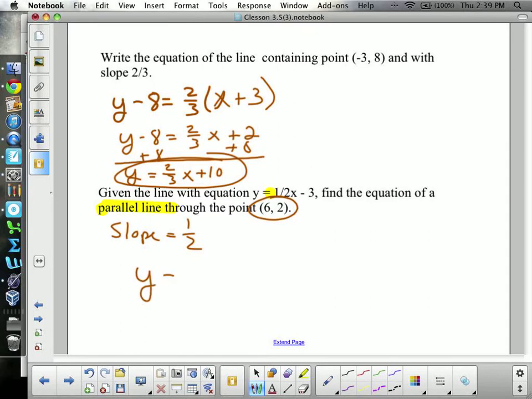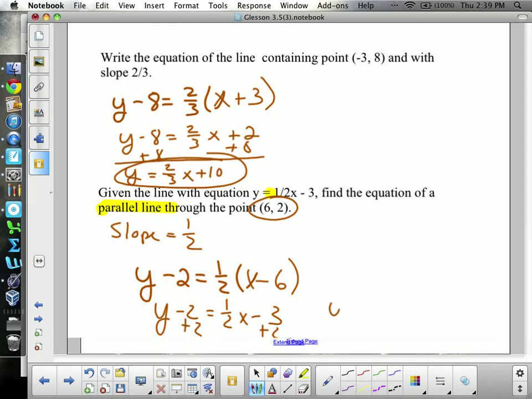Y minus 2 equals slope times x minus 6, we distribute, and then we add 2, and I get y equals 1/2 x minus 1.